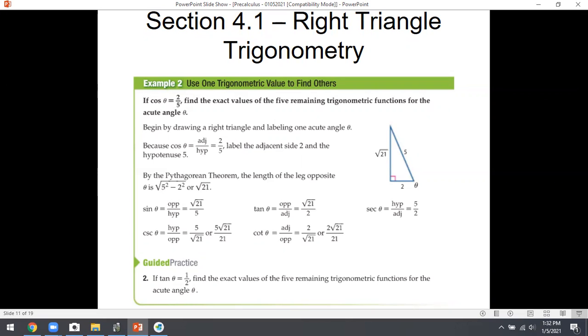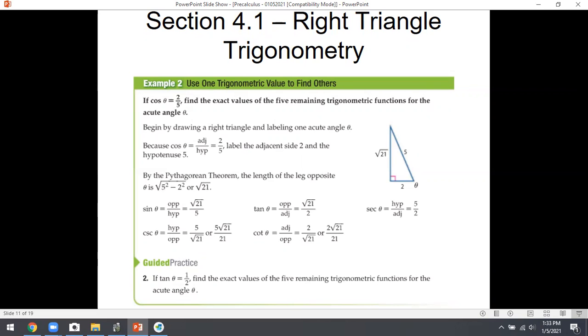If they flat out tell you the cosine of some angle is 2/5, but they don't give you any triangle or any picture, and then they also say, hey, go find all the five other ones. If you got cosine, could you find sine and tan and cosecant? And how could I find the other ones if this is all I got? Well, let's make a triangle. Doesn't matter how you draw your triangle.